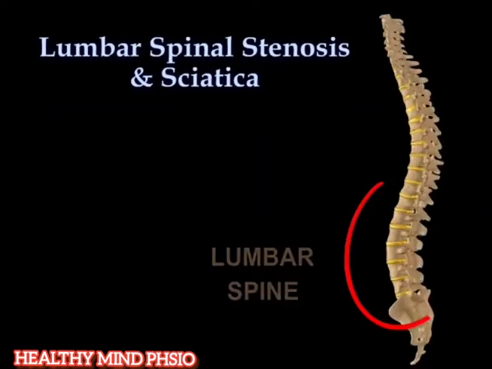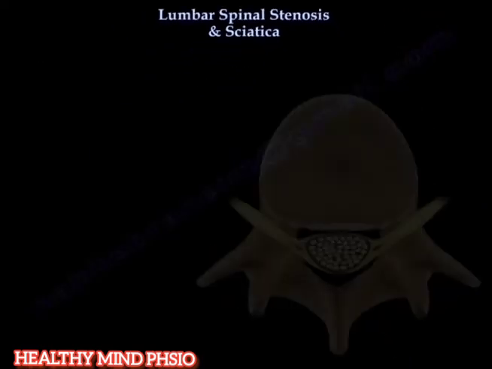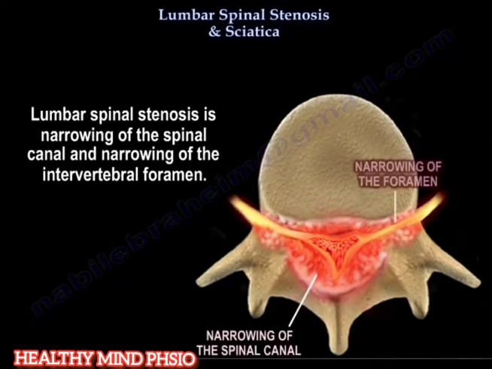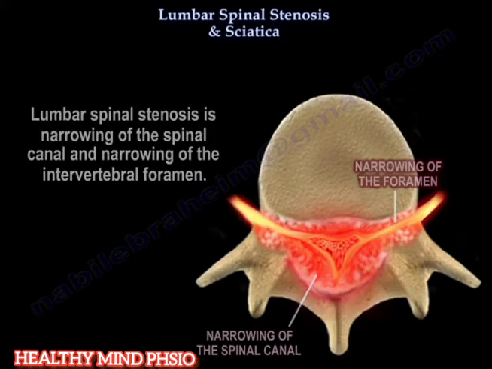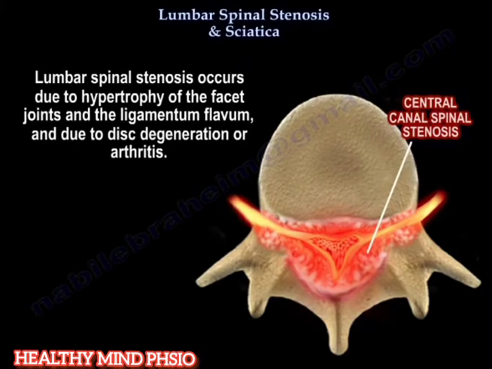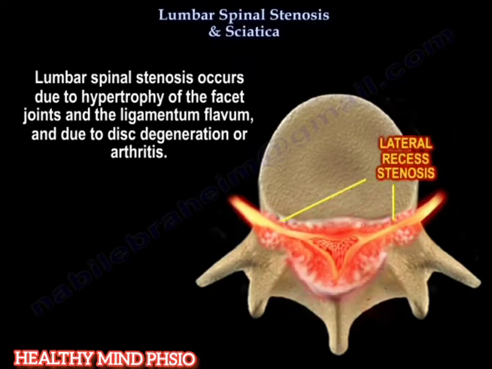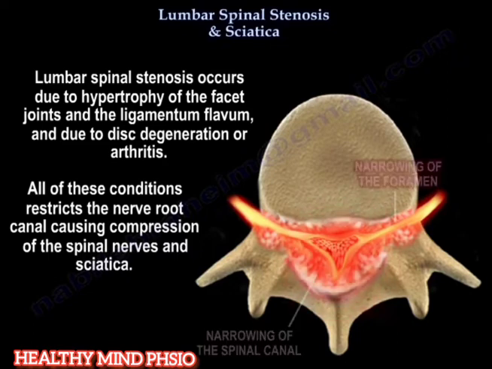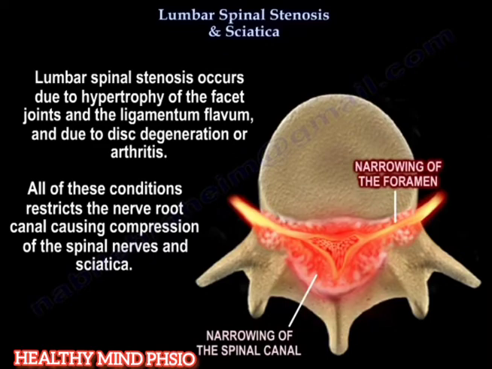Lumbar spinal stenosis and sciatica. Lumbar spinal stenosis is narrowing of the spinal canal and narrowing of the intervertebral foramen. Lumbar spinal stenosis occurs due to hypertrophy of the facet joints and the ligamentum flavum and due to disc degeneration or arthritis. All these conditions restrict the nerve root canal, causing compression of the spinal nerves and sciatica.